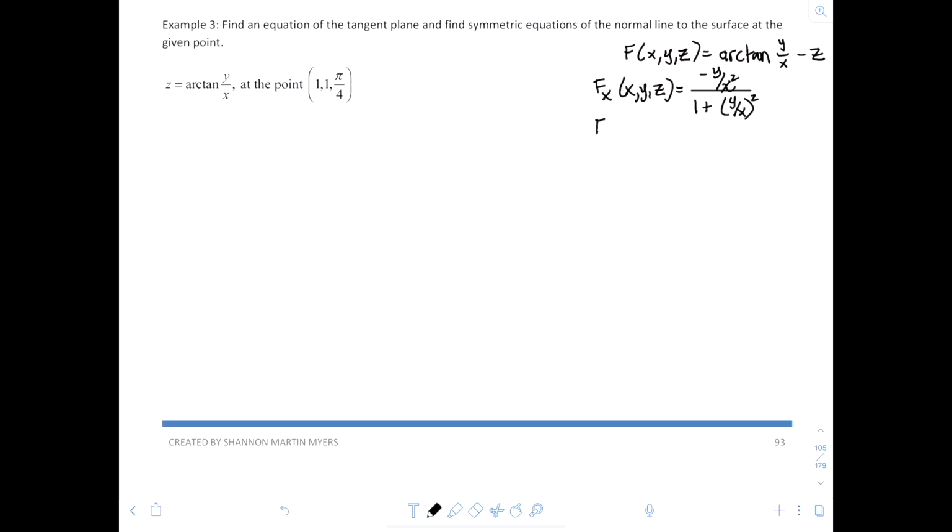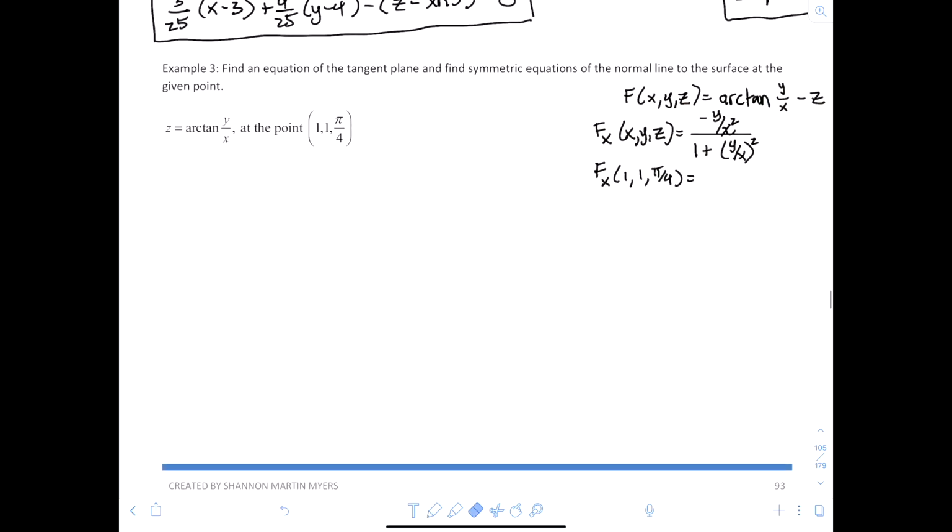and fx at (1, 1, pi over 4) will be, let's see, negative 1 over 1 squared over 1 plus 1 over 1, the quantity squared, which will be negative 1/2.